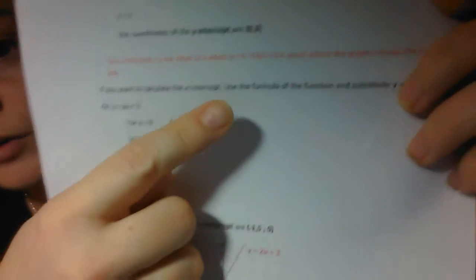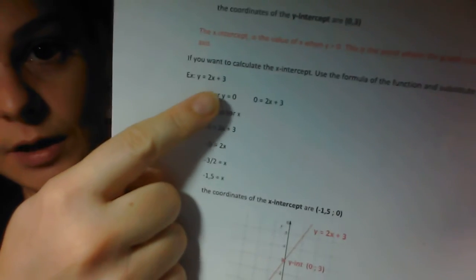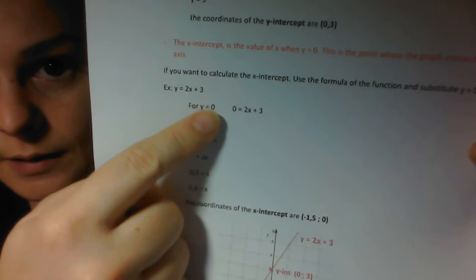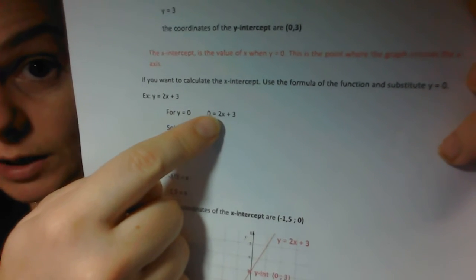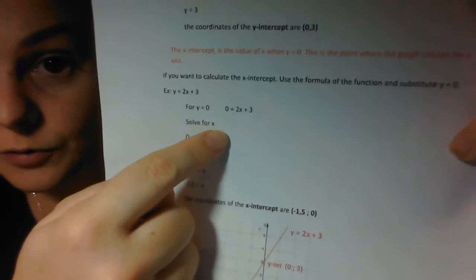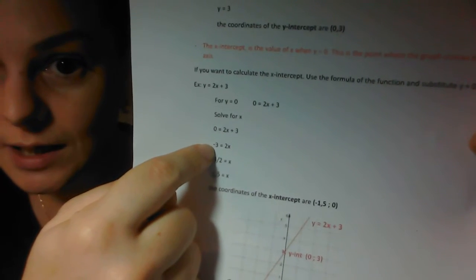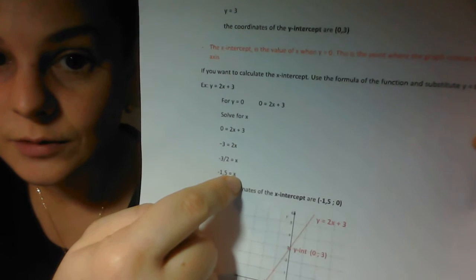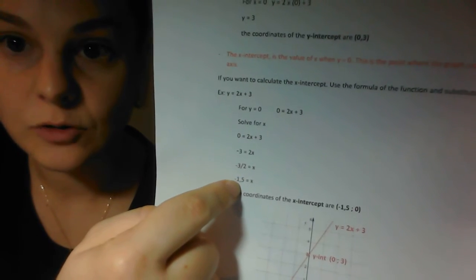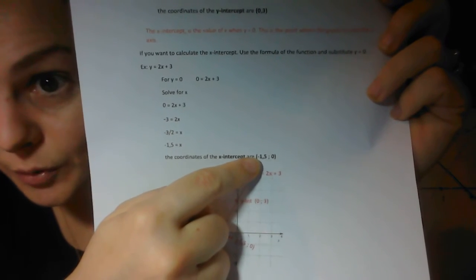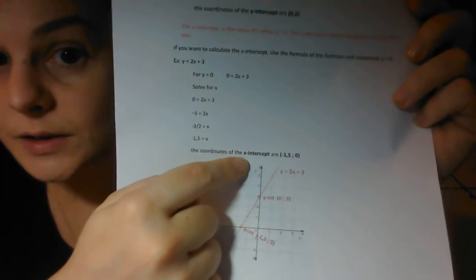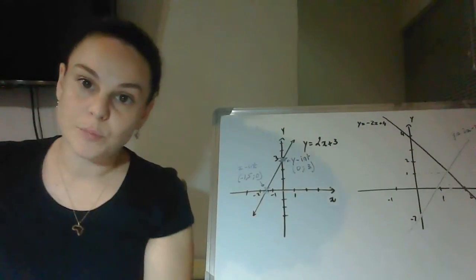For the x-intercept, you substitute y by 0. Using y equals 2x plus 3, you change the y value to 0 and solve for x: 0 equals 2x plus 3. Move the 3 over, it becomes minus 3, and you divide by 2. Your x value, when y equals 0, is minus 1.5. Don't forget to give the final answer as coordinates. So the x value is minus 1.5 and the y value is 0.